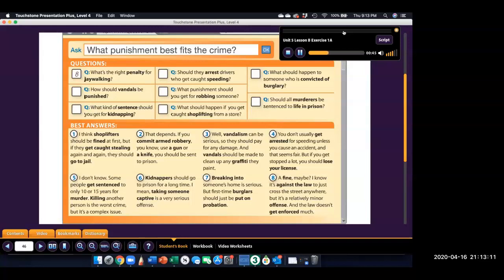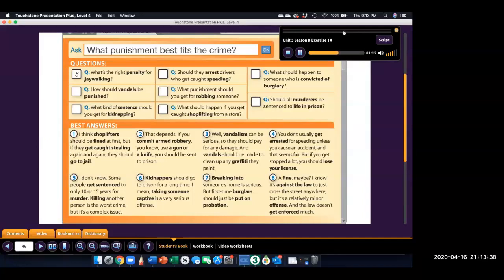How should vandals be punished? Well, vandalism can be serious, so they should pay for any damage. And vandals should be made to clean up any graffiti they paint. What kind of sentence should you get for kidnapping? Kidnappers should go to prison for a long time. I mean, taking someone captive is a very serious offense.